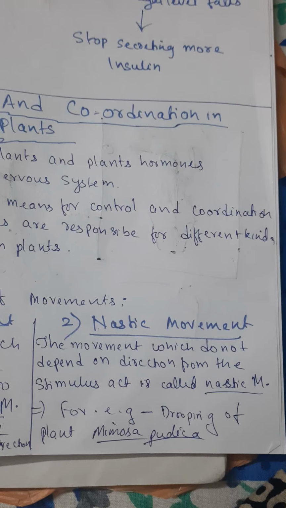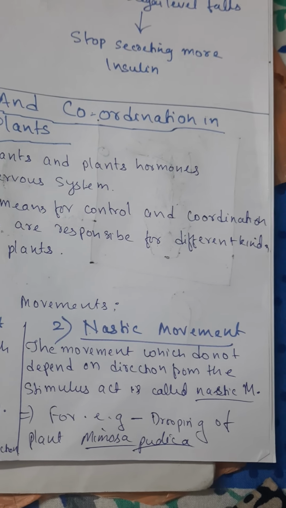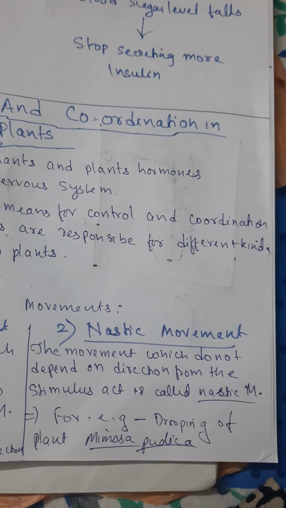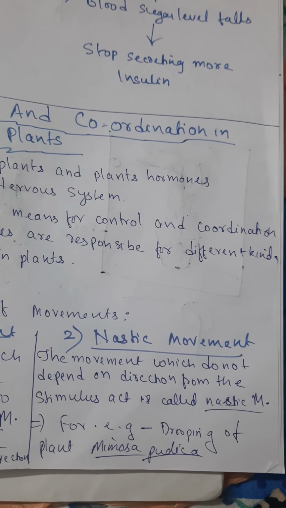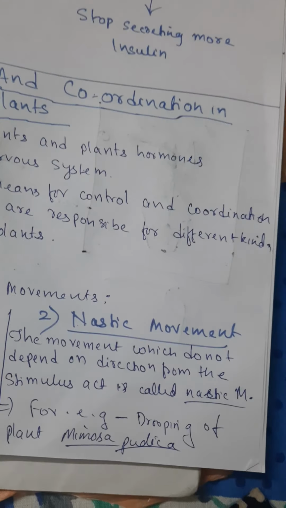Now the next type is nastic movement. The movement which does not depend on the direction of the stimulus is called nastic movement. For example, drooping of the plant Mimosa pudica. That means the touch-me-not plant. Have you all seen the touch-me-not plant?